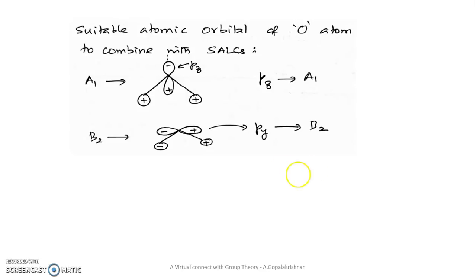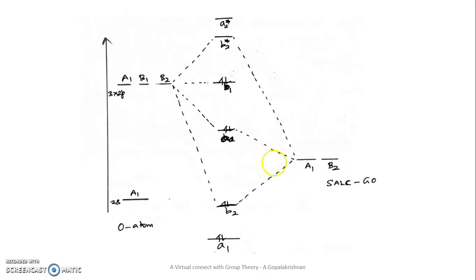Are you able to understand this? Yeah, then. And this is the molecular orbital diagram for the water molecule. Here are the atomic orbitals of oxygen. I am taking only the valence atomic orbitals. The s orbital, you know very well, is totally symmetric. It belongs to the A1 representation. And for the px, py, pz orbitals, if you go through the character table, pz belongs to A1, px belongs to B1, and py belongs to B2. So these are all the irreducible representations for the p orbitals.